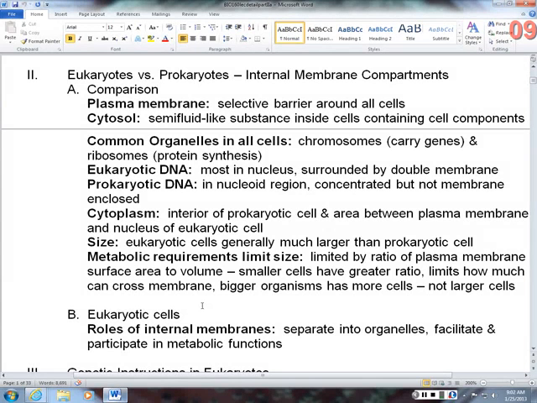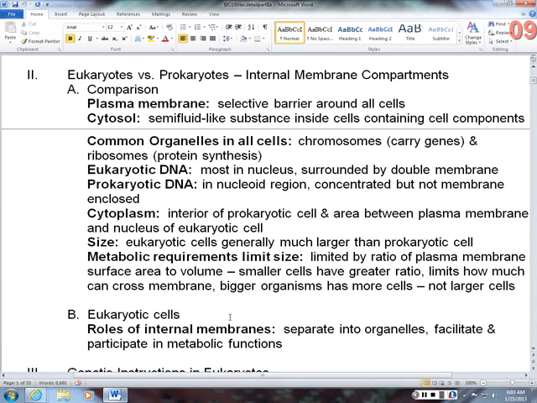The metabolic requirements limit the size. You've got the ratio of plasma membrane surface area to the volume. Smaller cells are going to have a greater ratio. What limits it is how much can cross the membrane. If you don't have enough membrane to get in more nutrients, because nutrients have to be able to cross that membrane, you're not going to be able to get very big. So when you look and you see bigger organisms, it doesn't mean bigger cells, it means more cells in there. A cell can only get so big before its size cannot be sustained by the membrane that can let things in and out.